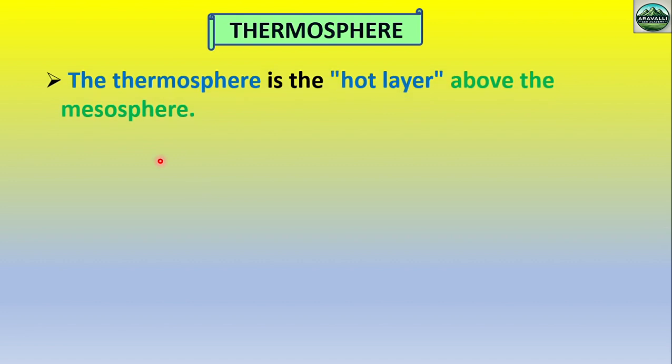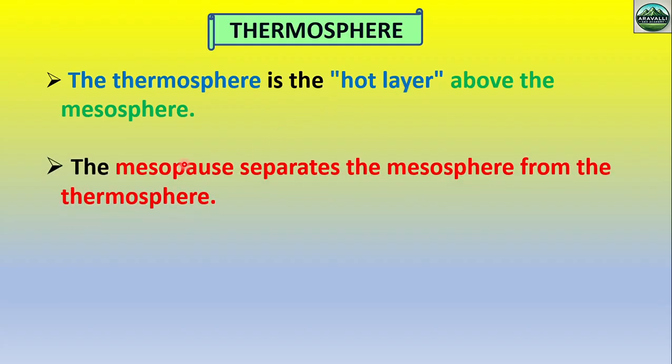Thermosphere means a hot layer just above the mesosphere. Okay, this is the next layer just above the mesosphere, known as the thermosphere. Therm means temperature, so temperature is higher in this layer. This layer is the hot layer. The mesopause separates the mesosphere from the thermosphere. This mesopause is the boundary between the mesosphere and thermosphere.